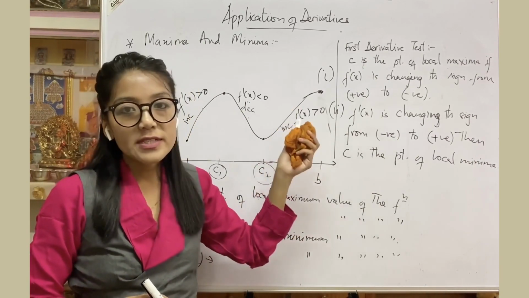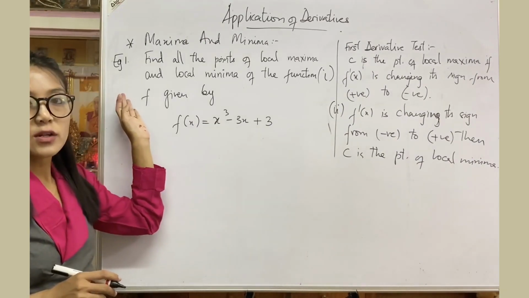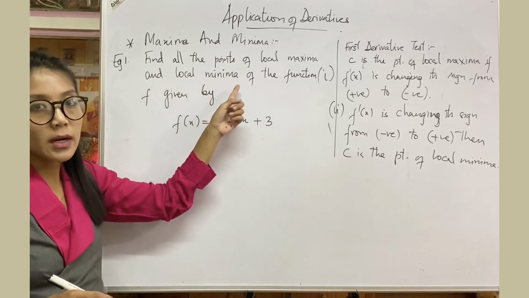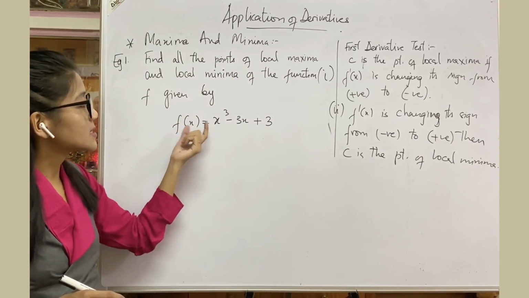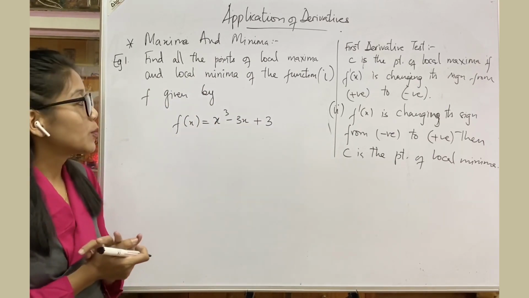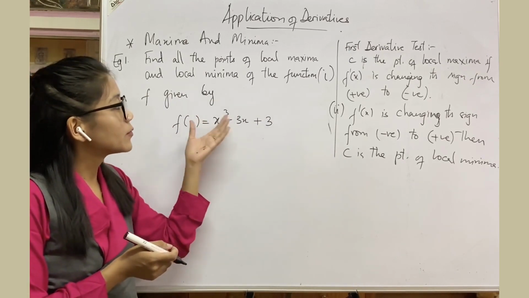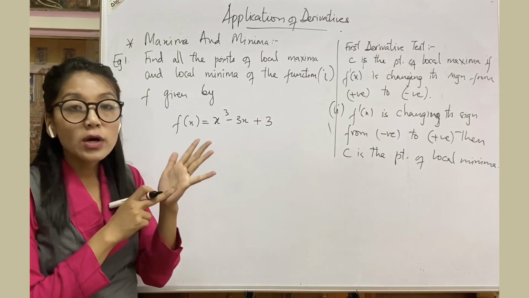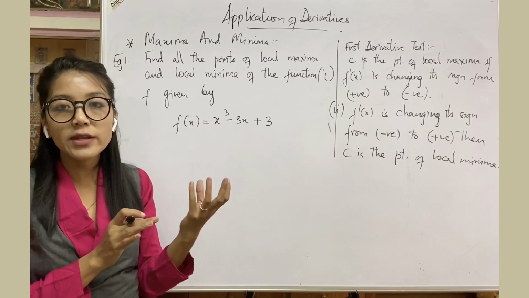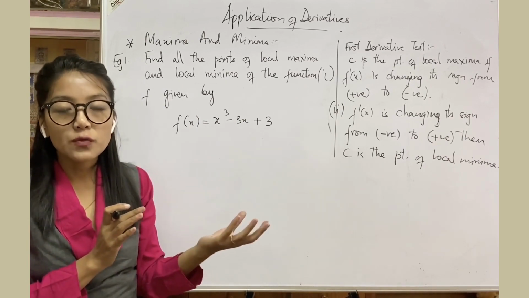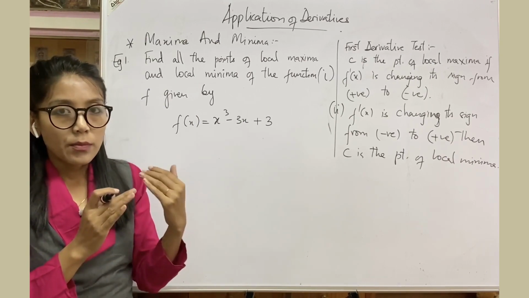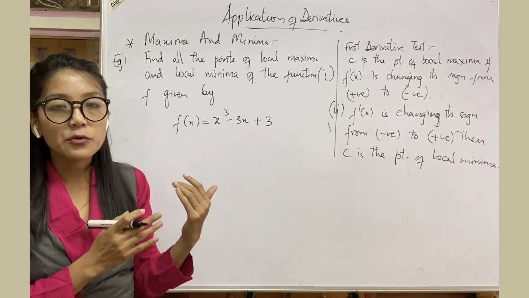So for this, we will take one example. So we will solve this example. Find all the points of local maxima and local minima of the function f given by f(x) = x cubed minus 3x plus 3, right? So you have to find the point of local maxima and point of local minima for this function. You only have to find the point of local maxima and point of local minima. You don't have to find the local maximum and local minimum value of the function. So read the question carefully, and solve it accordingly.